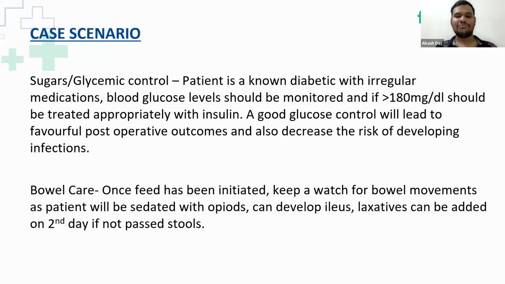Then sugars and glycemic control. If your patient is on irregular medication and he is a known diabetic, and if your glucose levels are more than 180 to 200, always start insulin persistently if it is high, because good glucose control will lead to favorable post-operative outcomes, it will also decrease the risk of developing infections, and it will also reduce the rebound edema.